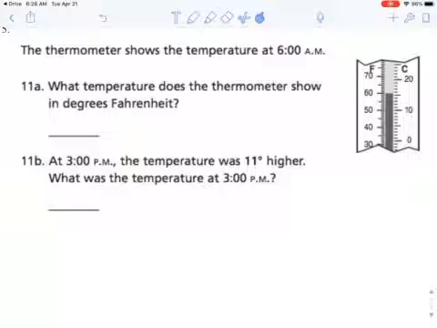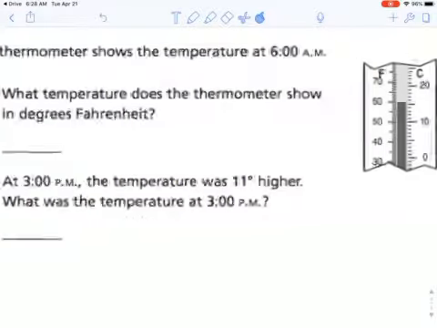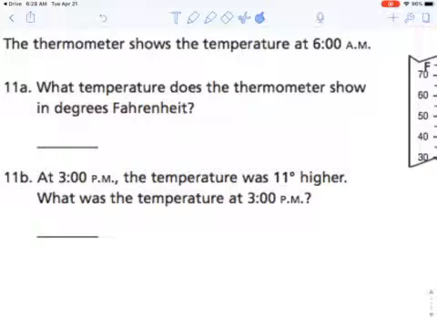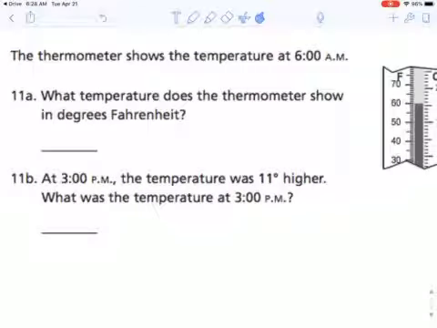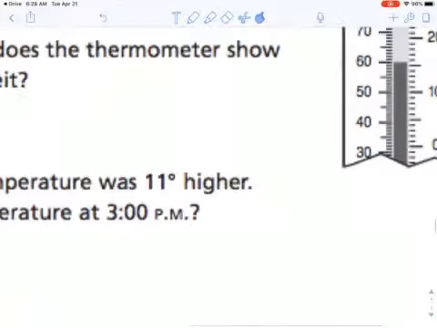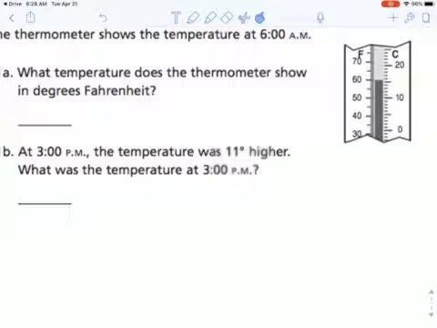Then 11b, it's 6 o'clock a.m., so in the morning. At 3 o'clock, the temperature was 11 degrees higher. What was the temperature at 3 o'clock p.m.? So in the morning, it's this temperature, but then that afternoon, at 3 o'clock p.m., the temperature was 11 degrees higher. So think about whatever you have to do to solve that one.